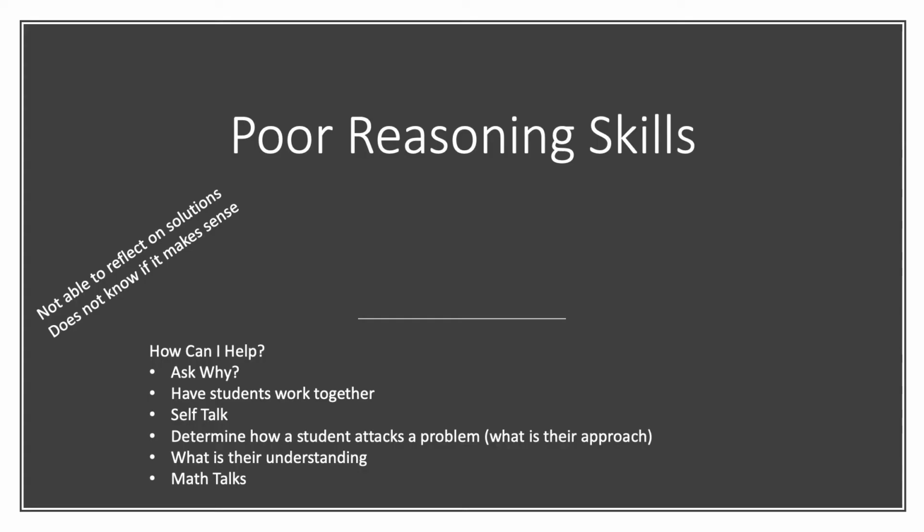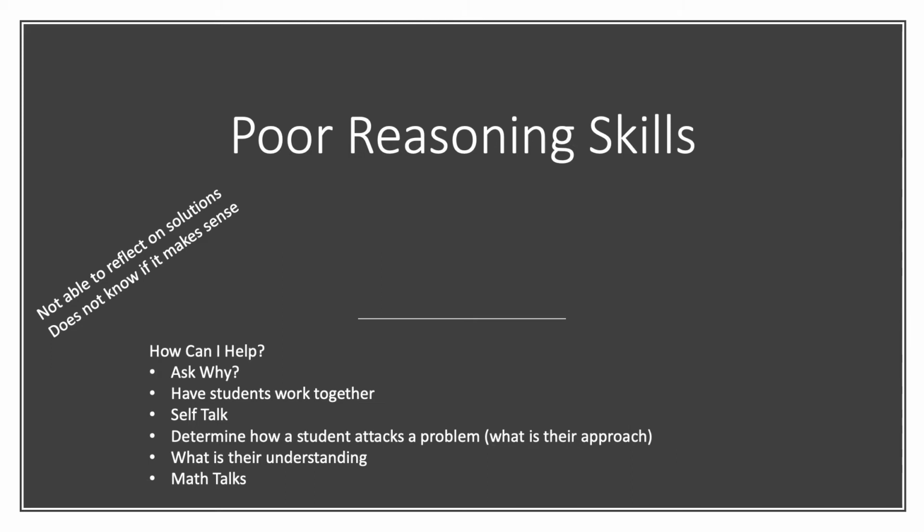Our next thing is poor reasoning skills. Now, they're not able to reflect on the solutions, and they don't know if it really makes sense. So if they have poor reasoning skills, they may not be able to tell you if that makes sense. Now, how can you help? First of all, let's ask them why. Why did you come up with that information? See what they're thinking.